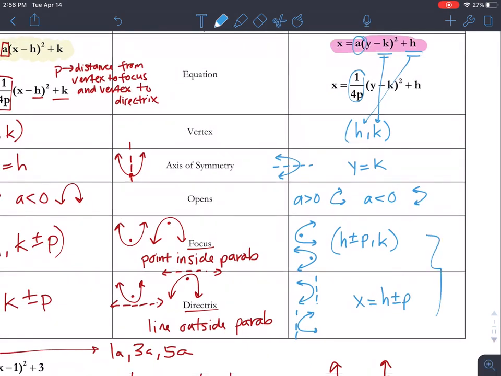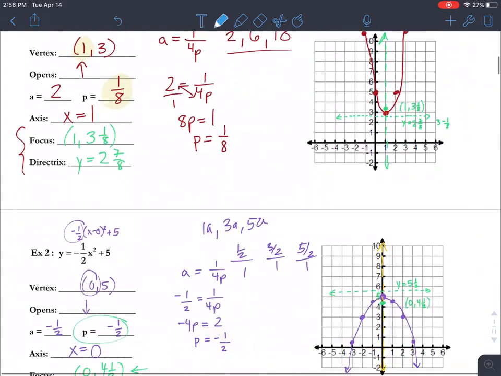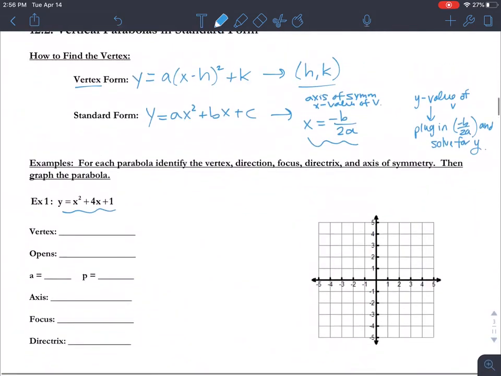If you've been watching, you know I don't really use those equations. I kind of do it visually off the graph or with a little sketch. Okay, so once you've got that written down, let's skip on back to this page right here.